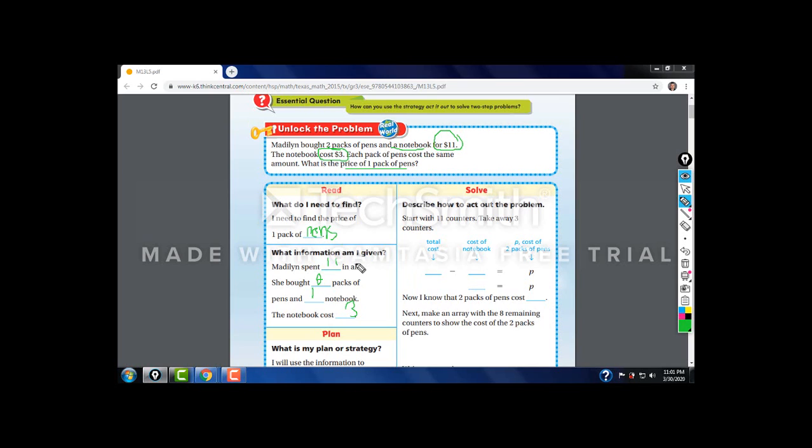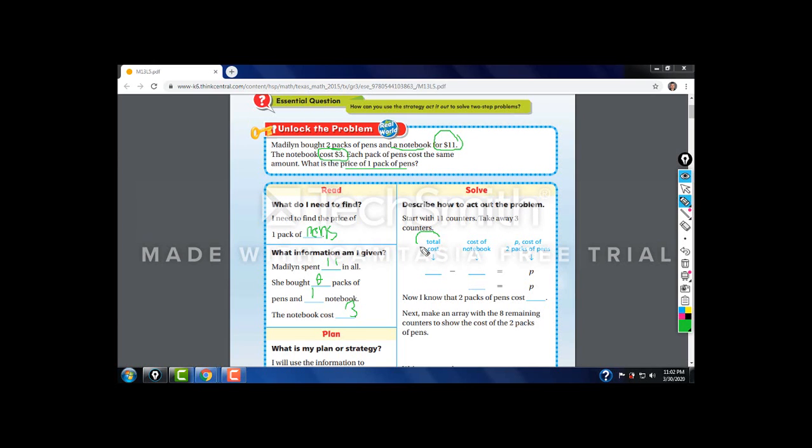Now, when you work these problems out in the next few questions, you're not going to have this laid out. This is the thought process that you have to do in your head and what you write down to work it out. So what is my plan or strategy? You're going to use the information to work out the problem. So the first thing you do, it says to use counters and then take away 3 counters, but let's just look at the numbers here.